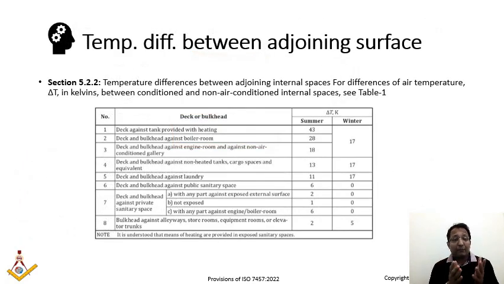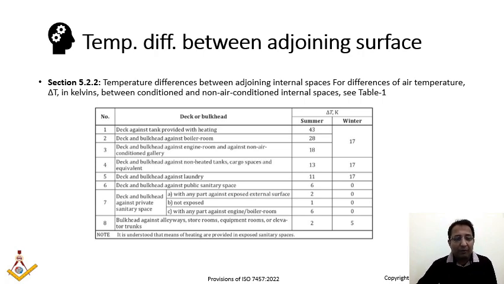Now here we are going to look at the temperature difference between the adjoining surfaces. Section 5.2.2, temperature difference between the adjoining thermal spaces, for the difference of the temperature in degree Kelvin between the air conditioned and non-air conditioned internal spaces. It's mentioned in table 1 of section 5.2.2. What does it mean? Suppose you have one room air conditioned and another room non-air conditioned, with a partition between. These are the guideline temperature differences delta T, which we have to use while calculating the heat load. Wherever the partition portion of the calculation is coming, you need to use these values.